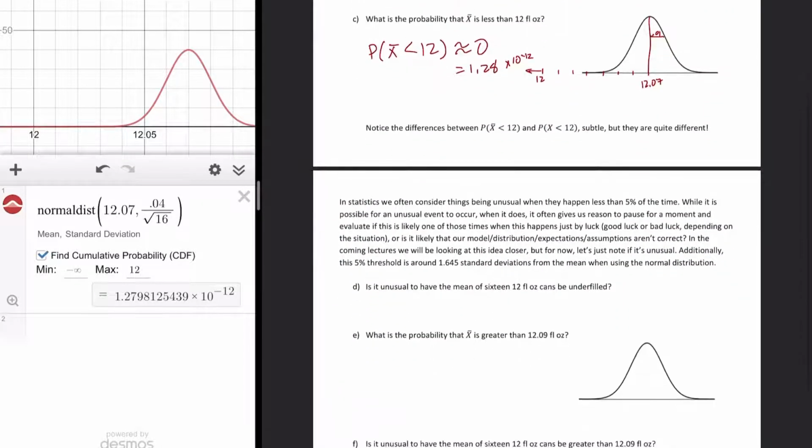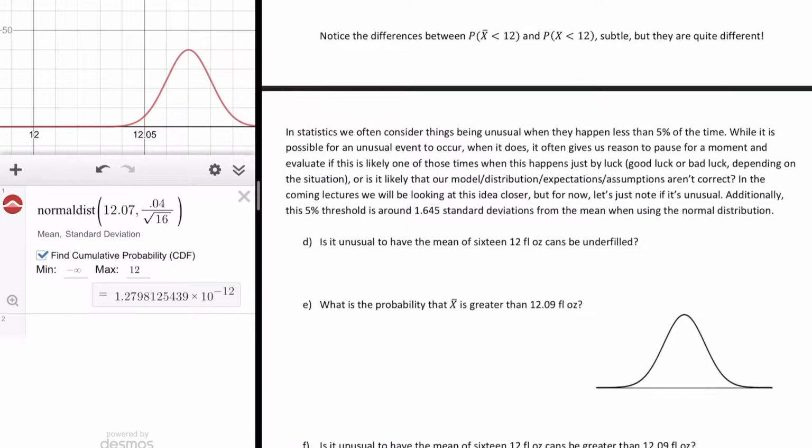All right, so let's talk about how surprising that is. In statistics, we often consider things being unusual when they happen less than 5% of the time. This 5% is a pretty important number within statistics. While it is possible for an unusual event to occur, when it does, it often gives us reason to pause for a moment and evaluate if this is likely one of those times when this happens just by luck, maybe good luck, maybe bad luck, just depending on the situation, or if it is likely that our model, distribution, expectations, our assumptions, all the things that we built, maybe they're not correct.